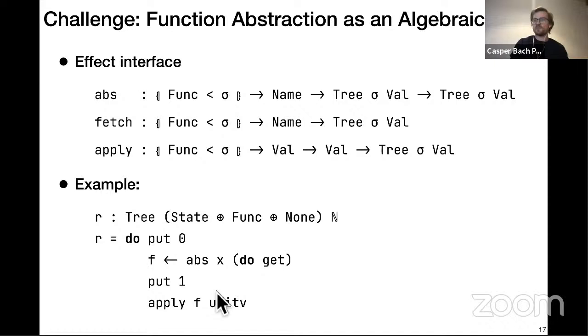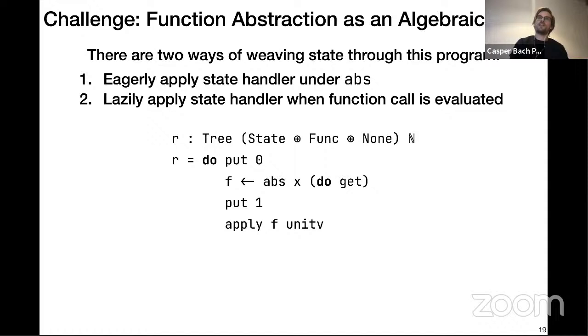But actually, there are two ways of weaving state through this program. One is to indeed do the thing that you would expect in many functional languages, which don't do evaluation on the lambdas, and that would cause this program to return one. But we could also eagerly apply the state handler under the abstraction. So we could do evaluation on the lambdas. And the goal of latent effects is to allow both interpretations.